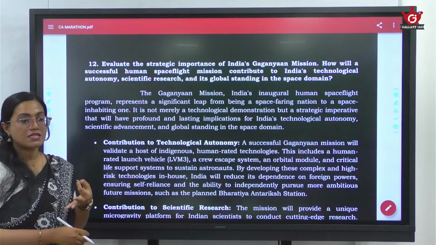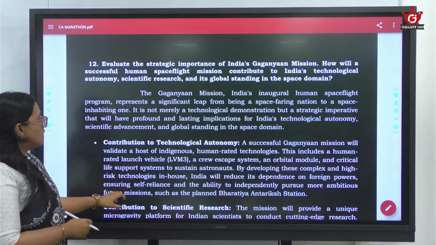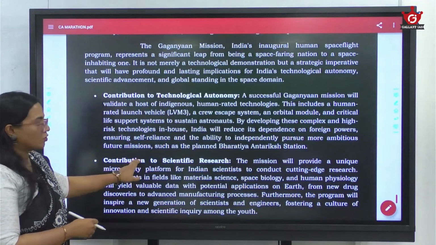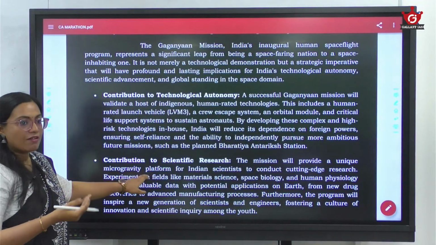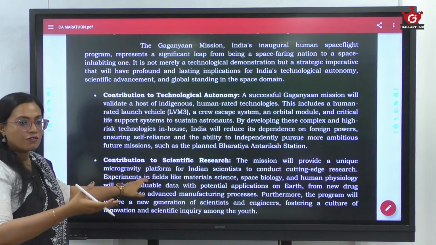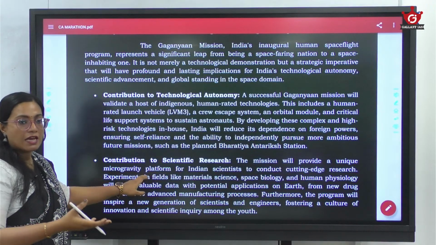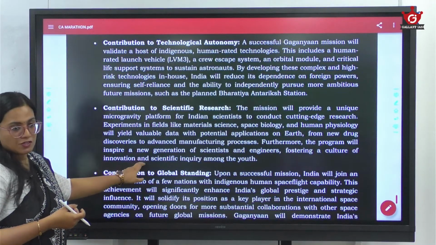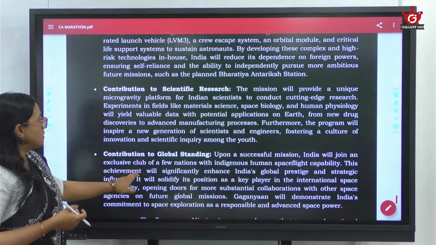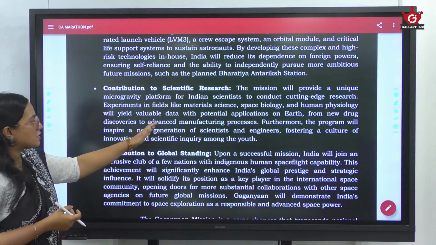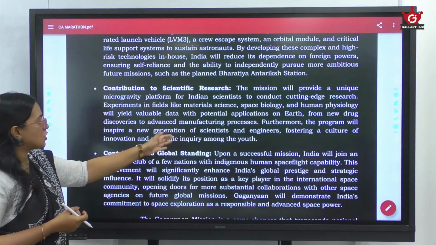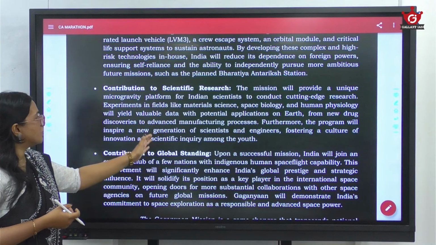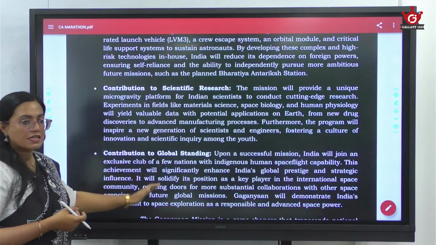Three specific areas are asked. So what is this contribution to technological autonomy? Like how did we develop our indigenous technology to carry out this Gaganyaan mission? What is our contribution to the scientific research? It has actually led to experiments in fields like material science, space biology, human psychology. So what is our potential? What are the potential applications and how did it contribute to scientific research?